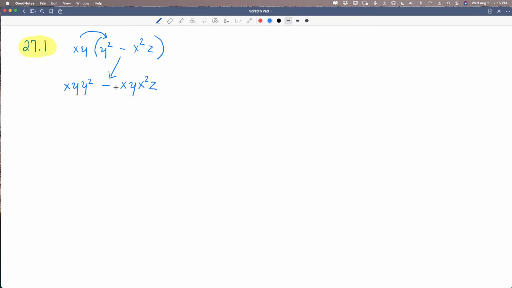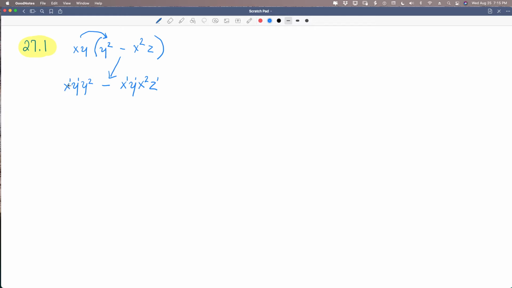All right, now that we have everything distributed, now we can do what I call the squish. And that's where we put all of our like variables together. We put the exponents together. And the way we do that is by putting a little 1 over the top of all of the variables that don't have an exponent, okay? Now we can add the ones that are alike together.